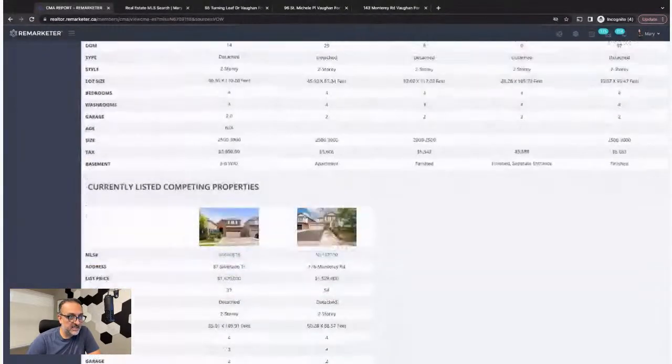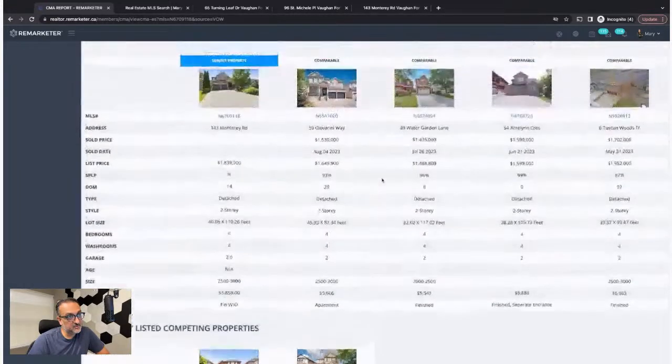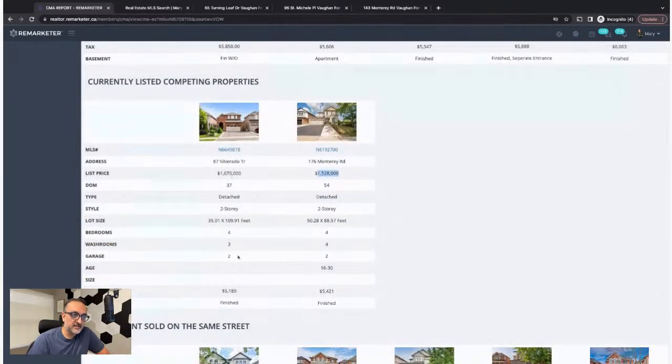Now, the next section provides me with competing properties. So the competing properties are the ones that are on the market right now, and they're competing with me. That's an important aspect to look at as well. So what are the other options right now on the market? I can see that all the other options in the market right now are cheaper than me. So basically this property, in fact, is the most expensive one in the 1 kilometer radius that we have.